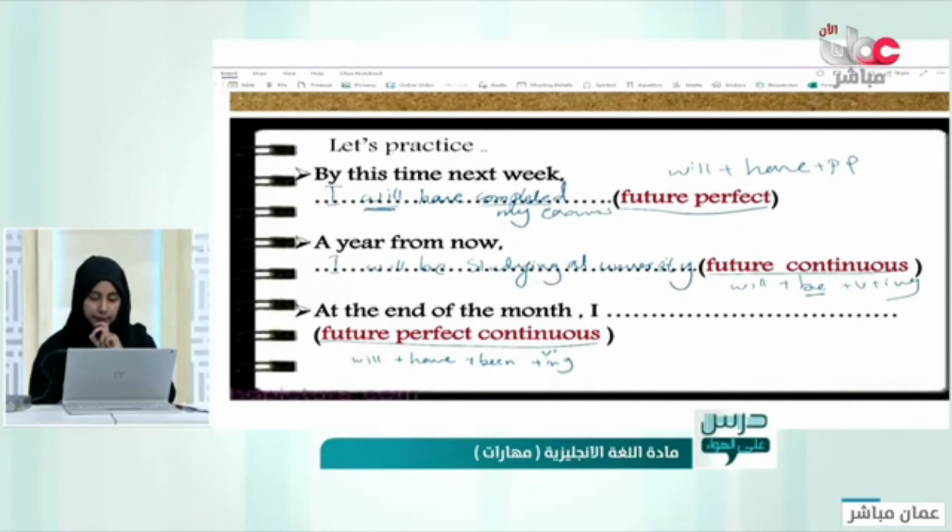At the end of the month, what will happen? This is for me, because I wrote I here. You are talking about yourself, even if I wrote I. At the end of the month, I will have been, for example, traveling. I will not tell you where, just traveling. Okay? So at the end of the month, I will have been traveling. Again, we have will plus have. We don't change will, have, and been. Same. And we have to add what? Ing to the verbs. Do you understand? Shall we move to something else? Okay.